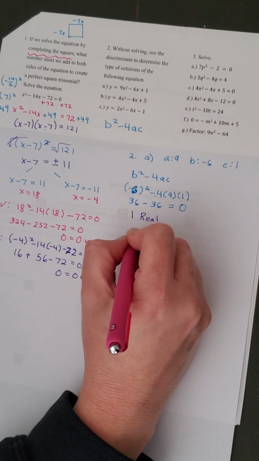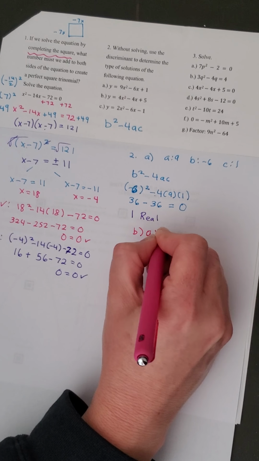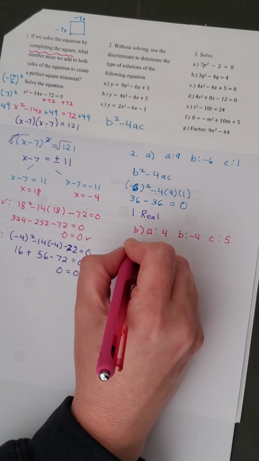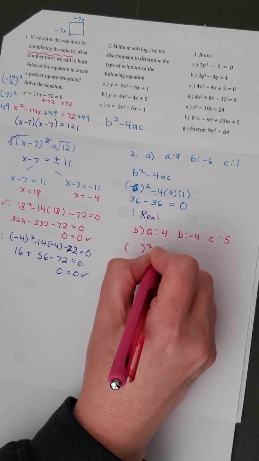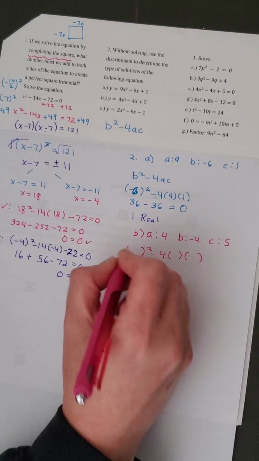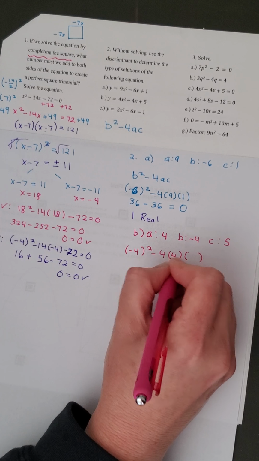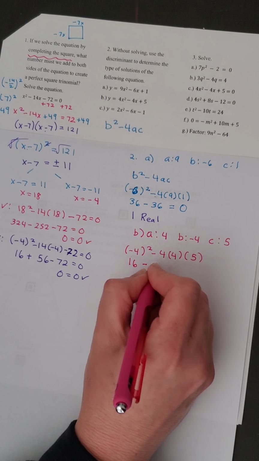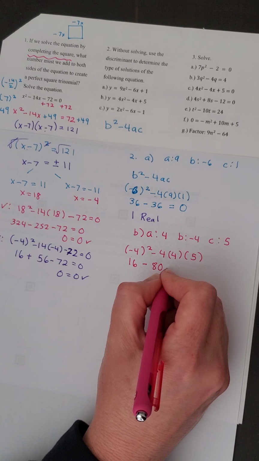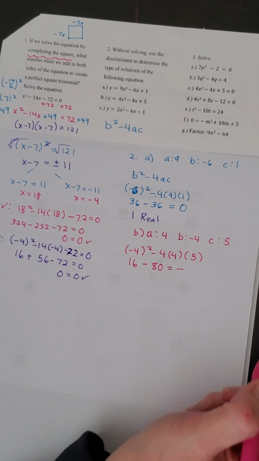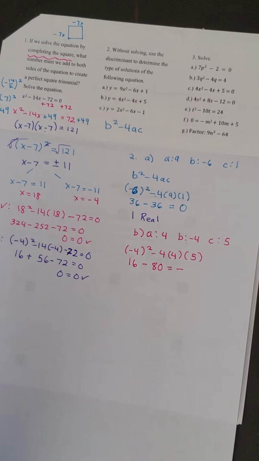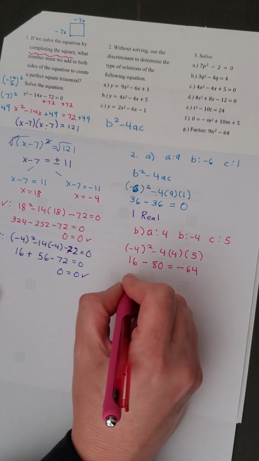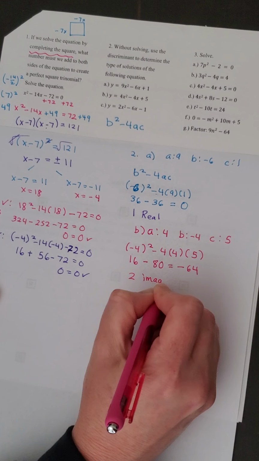All right, the next one, B. Identify A, B, and C. A is 4, B is -4, and C is 5. And we're going to substitute them into b squared minus 4ac. So b squared minus 4ac. That's 16 minus 16 times 5 is 80. That's negative, oh, I have to do some mental math, 64. All right, since this is a negative, we have 2 imaginary solutions.